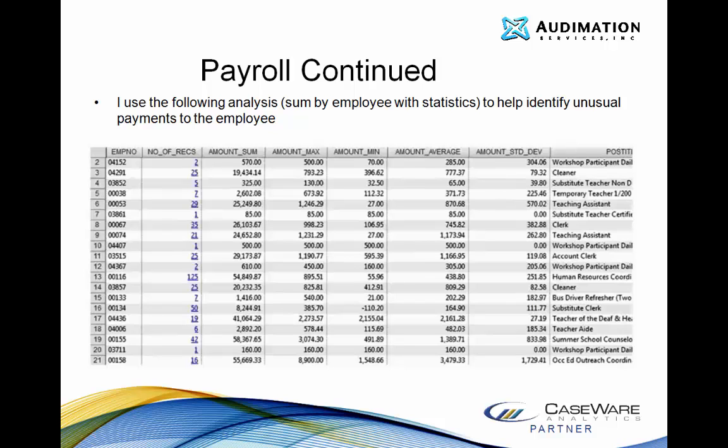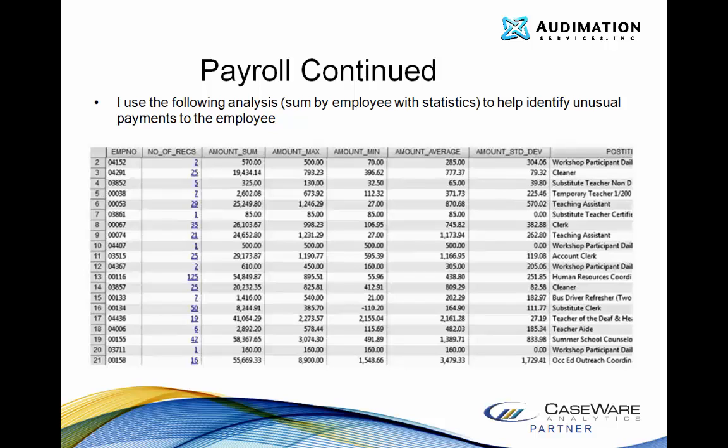This is an example of an analysis of employee pays using statistics. And what I use it for is to help identify large unusual payments to employees. So if somebody got a strange bonus or something like that, you might identify it here by looking at that max amount, comparing it to the average amount.